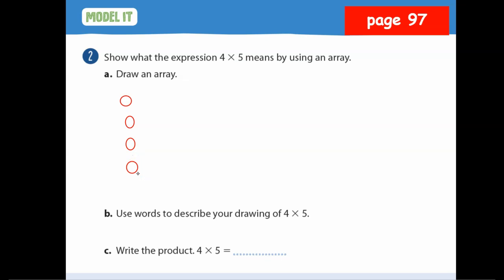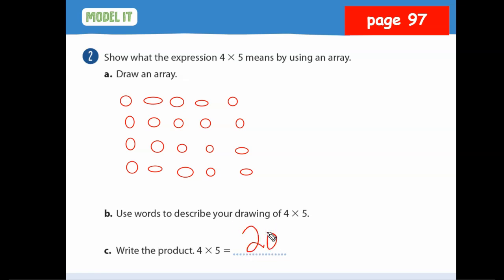Okay. And then how many columns do I need? 5. So I have one already. 2, 3, 4, 5, and then just fill it in. There you go. So what's the answer? What's the product again? 20. Thank you. It says use words to describe your drawing. Okay. I have 4 rows of 5 each, with 5 columns.